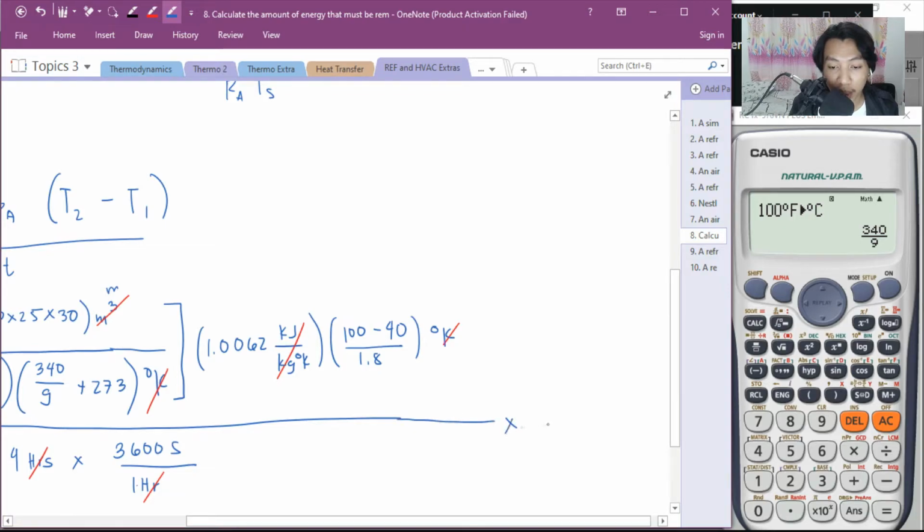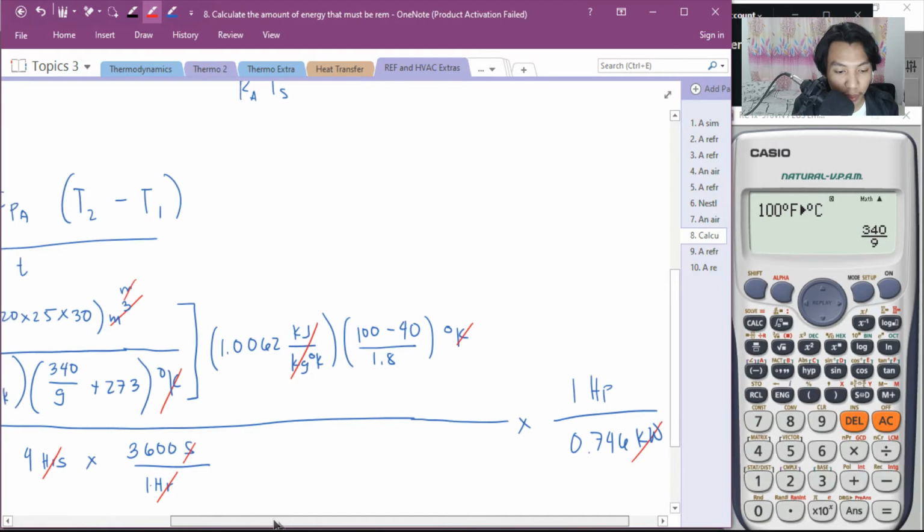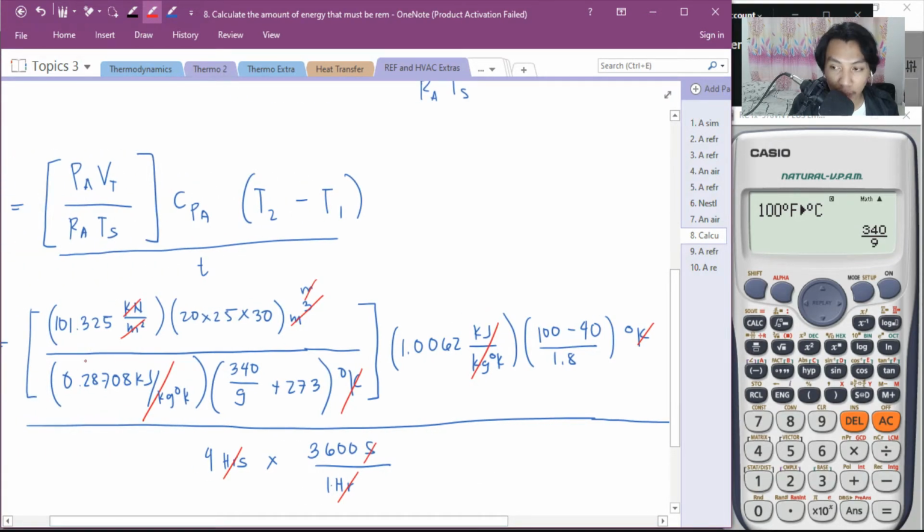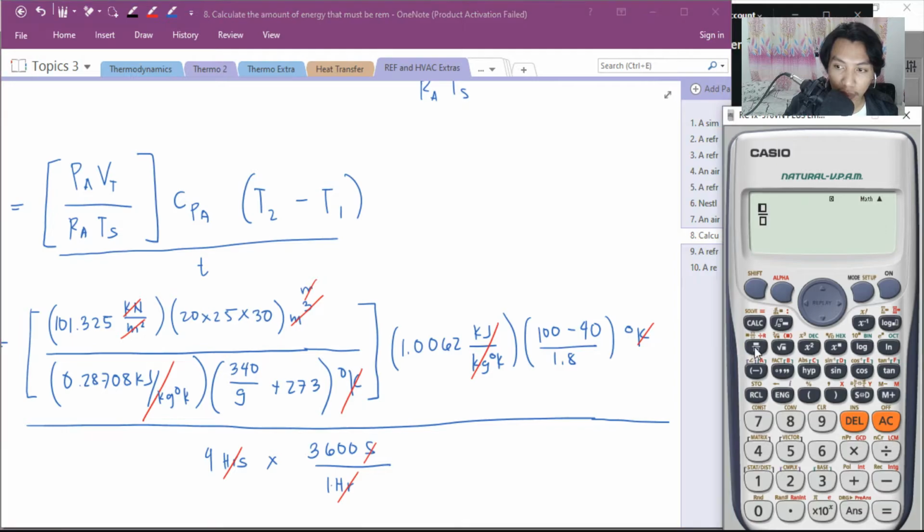O, i-multiply natin para maging HP. So, 1 HP in every 0.746 kilowatts. We cancel again the same units. Itong kilowatt, yung seconds, meter, tsaka yung kilonewton. Now, we are ready to calculate the value. O, isang solving lang yan, di ba? Ganun lang kadali yun, sir.